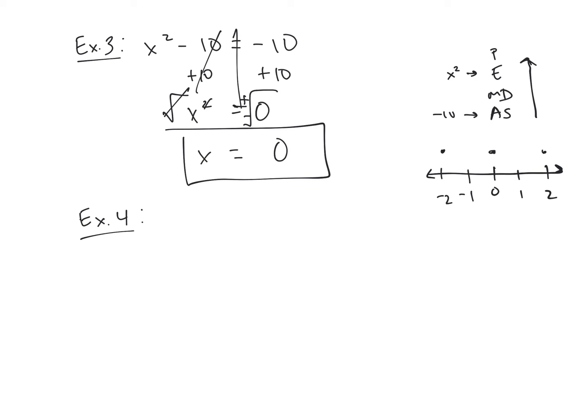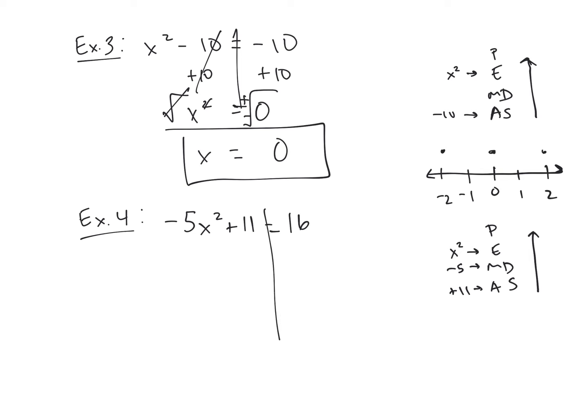Another case here is if we have something like negative 5x squared plus 11 equals 16. And this is kind of the tricky case here. So I'm trying to get my x by itself. So in terms of PEMDAS, I'm trying to move my add 11, my multiply by negative 5, and my exponent, which is squared, right? So I'm going to start by moving that add 11 by subtracting it.